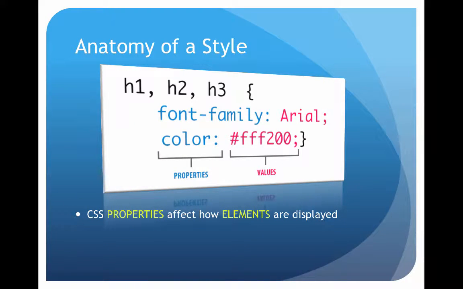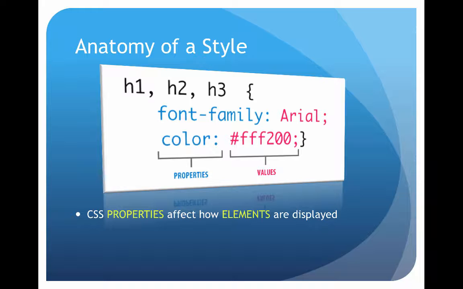The second half of the declaration is the value. This is how the element itself is going to be changed. So for example, the font family, which is the property, is being given the value of Arial. So it is saying use the font family of Arial. Make, in this particular case, H1s, H2s, and H3s all use the font family of Arial.